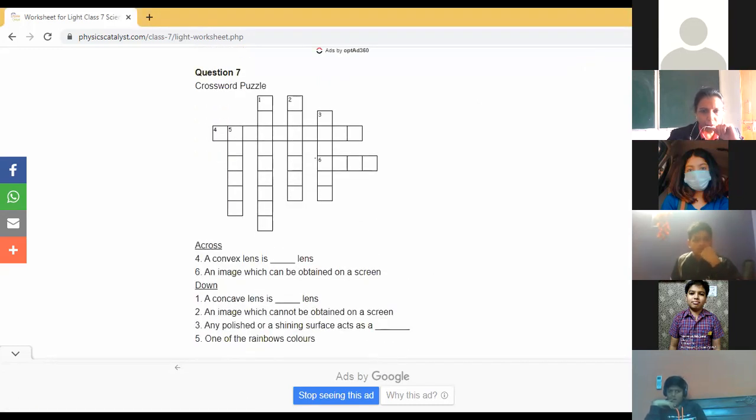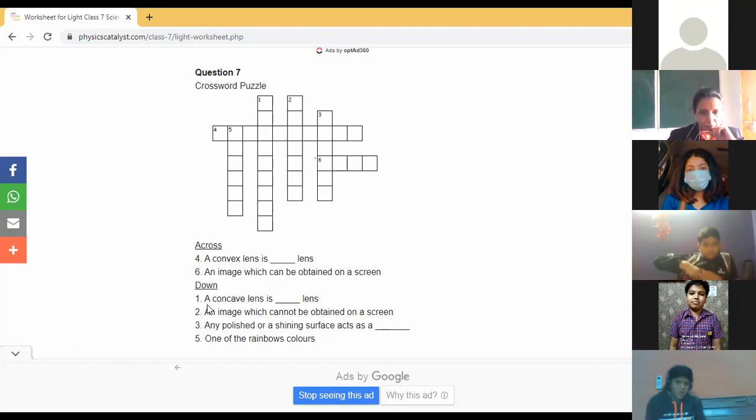So children, here is a crossword. Across. A convex lens is dash lens. So fourth part. Ma'am, converging lens. Converging. C-O-N-V-E-R-G-I-N-G. Okay. Number 6. An image which can be obtained on a screen. Ma'am, real image. Real image. Okay, it will be filled.